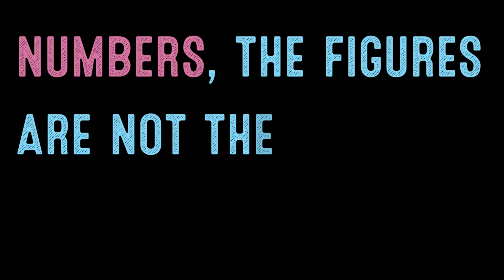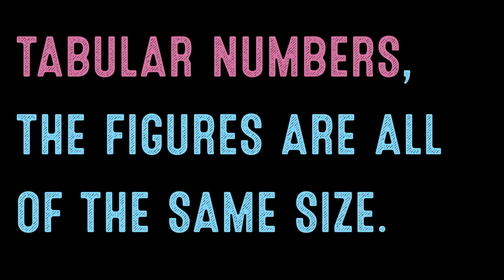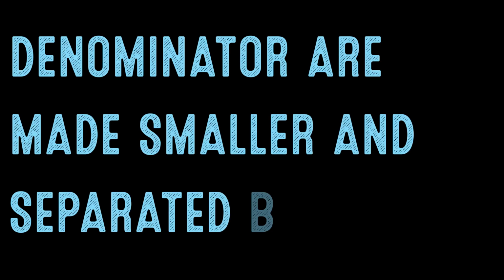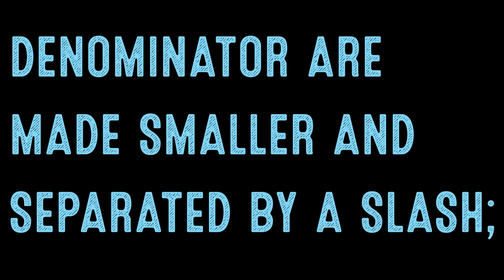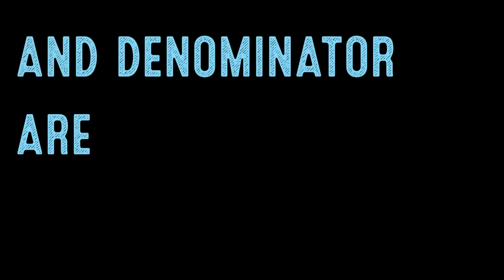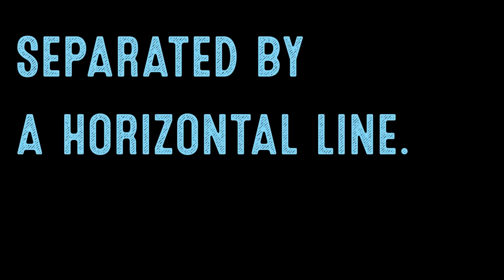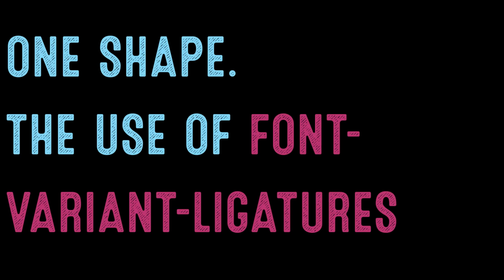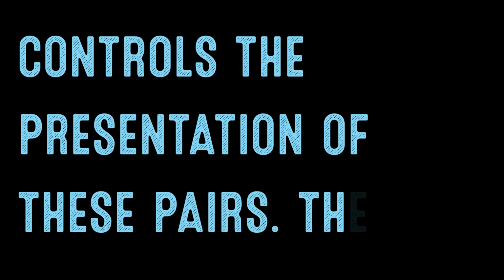With proportional numbers, the figures are not the same size, while with tabular numbers, the figures are all of the same size. With diagonal fractions, the numerator and denominator are made smaller and separated by a slash. However, with stacked fractions, the numerator and denominator are made smaller and stacked, separated by a horizontal line. What are ligatures? A ligature is when characters are joined into one shape. The use of font variant ligatures controls the presentation of these pairs.